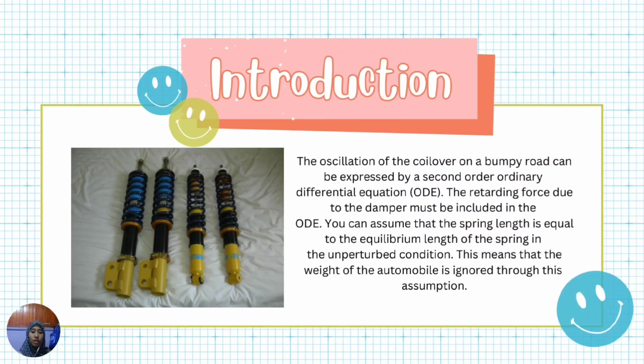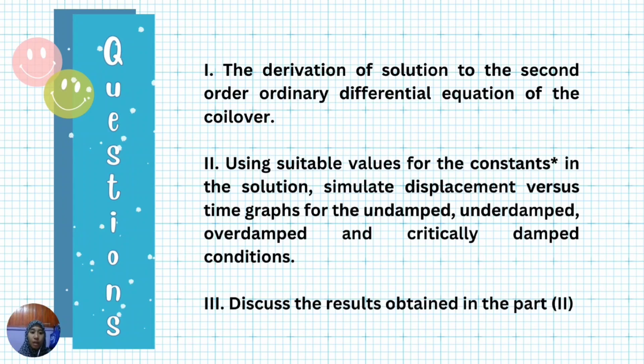Next, we move to the question that is given. First, we need to derive the solution to the second order ordinary differential equation of the coilover. Second, using suitable values for the constants in the solution, simulate the displacement versus time graph for the undamped, underdamped, overdamped and critically damped conditions. The last one, discuss the result obtained in part 2.